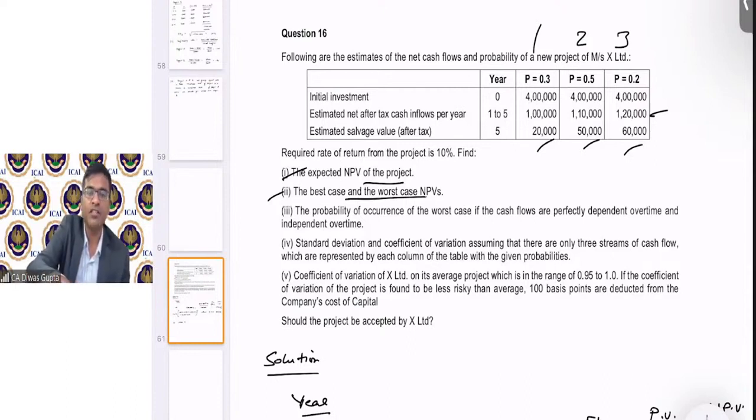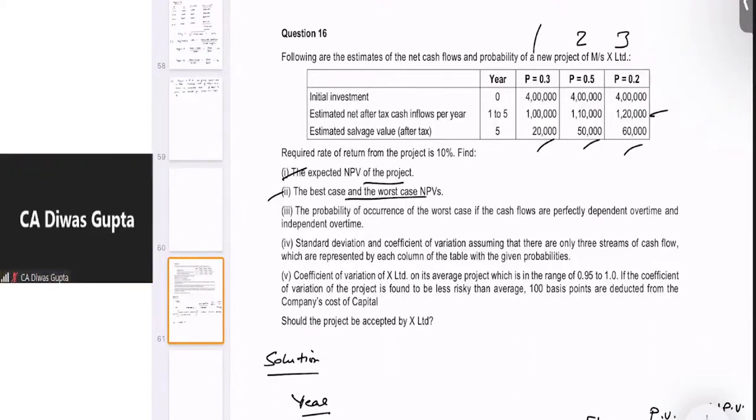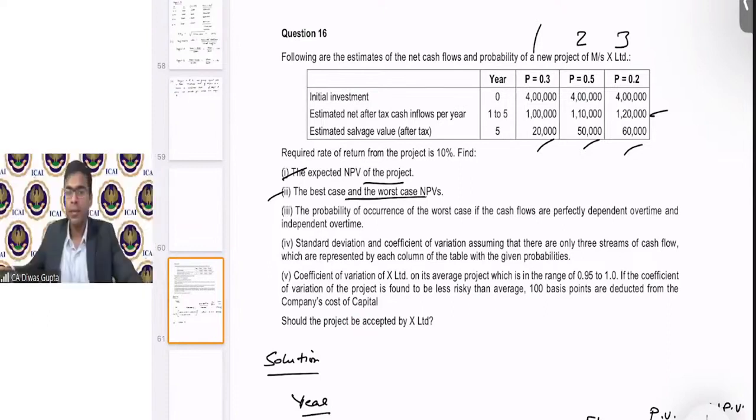Please answer, students. What will be the worst case and best case according to all of you? Yes, students, come on. So, what is the worst case and the best case? Is it the first, second, or third? So, the best case or worst case, you will see basis the probability or basis the outflows.